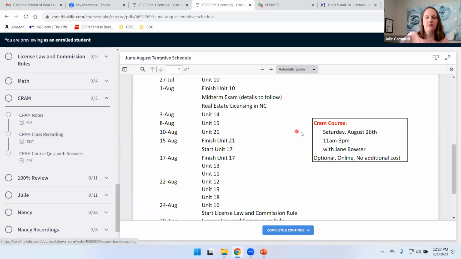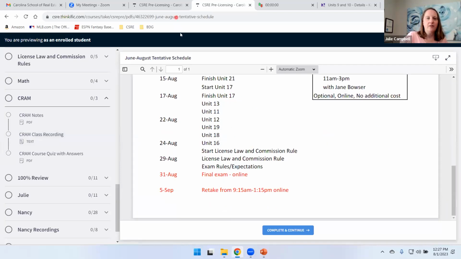Other August dates: 30 days from now, guess what we'll be doing? Is this hard to believe? Our final exam is August 31st. We will talk about exam rules and expectations. As a matter of fact, this is the last thing that we talk about on the 29th. So we will talk about exam rules and expectations.